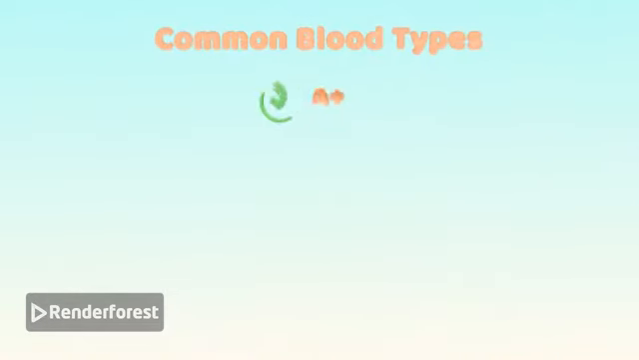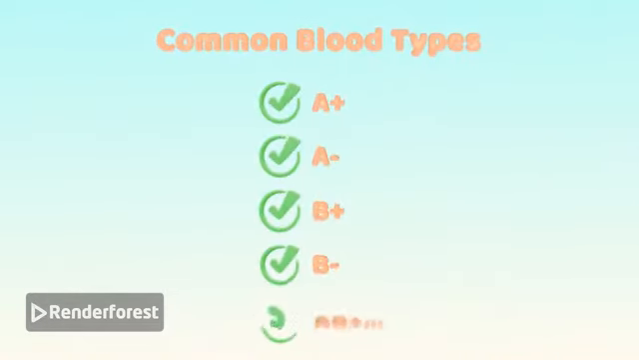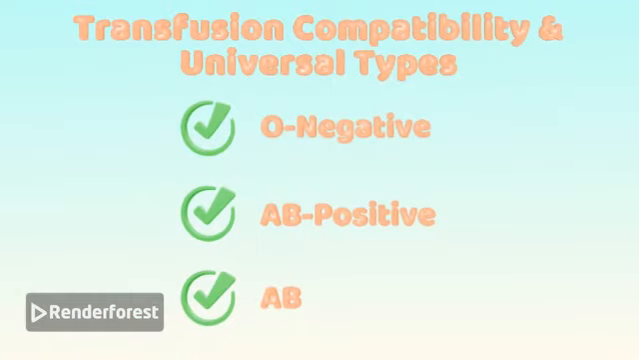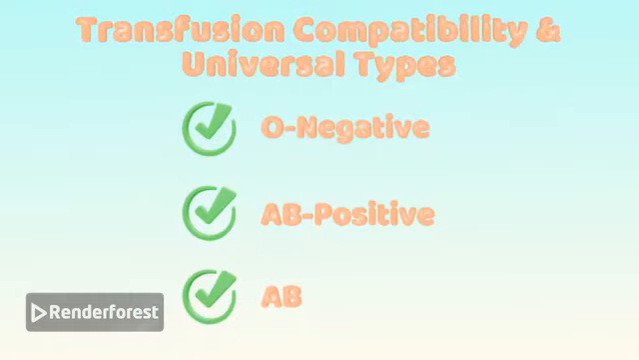The 8 common blood types are A+, A-, B+, B-, AB+, AB-, O+, O-. Matching these is essential for safe transfusions. Universal red cell donor is O negative. Universal red cell recipient is AB positive. Universal plasma donor is AB.